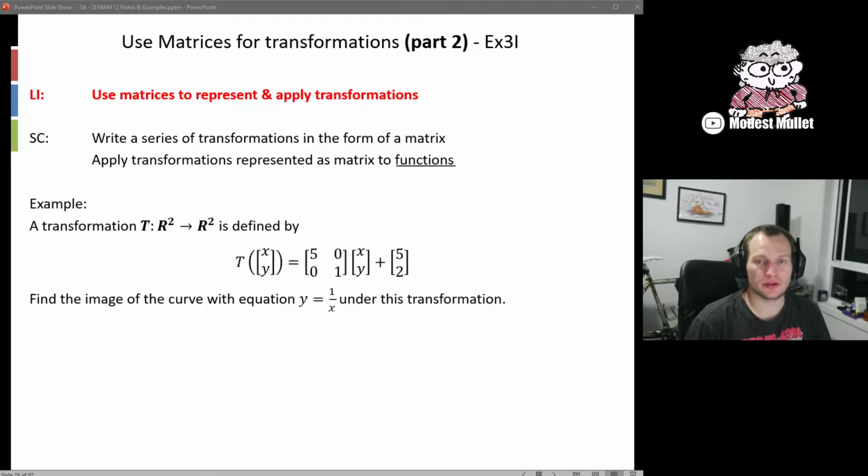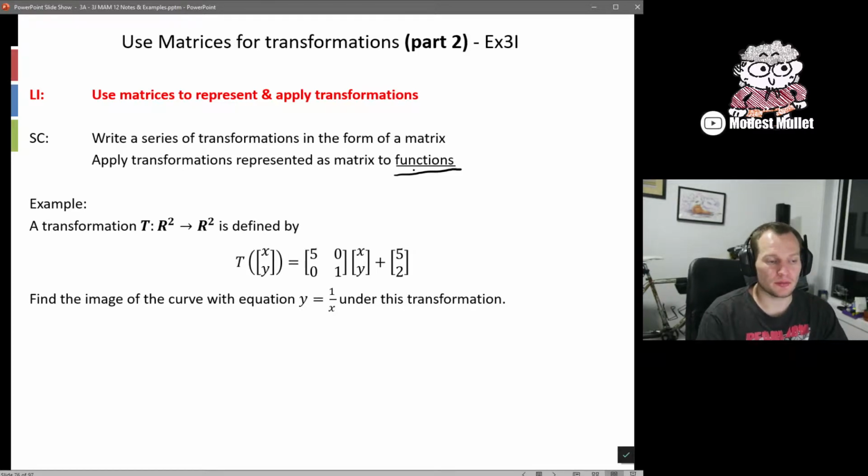I know it says part 2 in the title, but we're up to part 3, I think, of using matrices for transformations. So we're continuing on. Our learning intention is still the same, where we use matrices to represent and apply transformations. The big change here, though, is we're now moving towards applying the transformations, represented as a matrix, to functions. So we're applying these, instead of just to a single coordinate, to functions. So in a sense, we're now moving towards a general form.